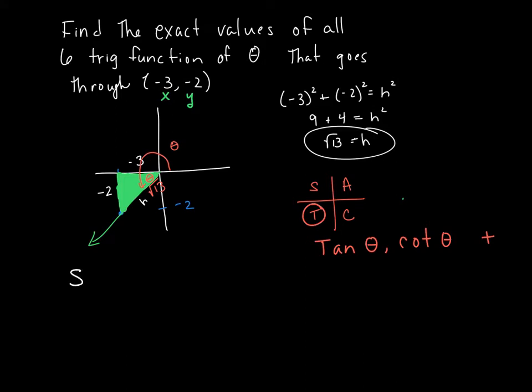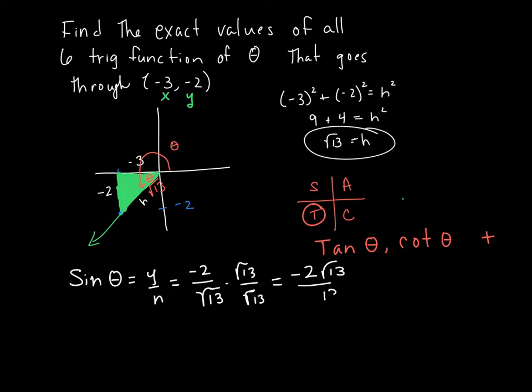So if I have the sine of theta, that is y over the hypotenuse. So that is just -2 over the square root of 13. I do have to rationalize that. So we're going to multiply that top and bottom by the square root of 13 over the square root of 13. And that gives me -2 square root of 13 all over 13.